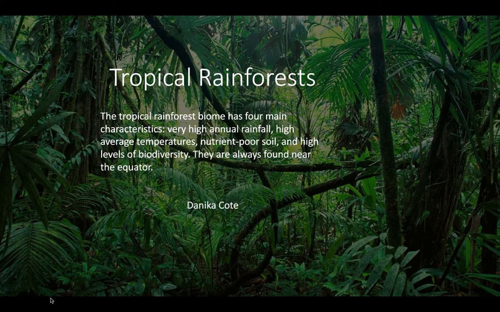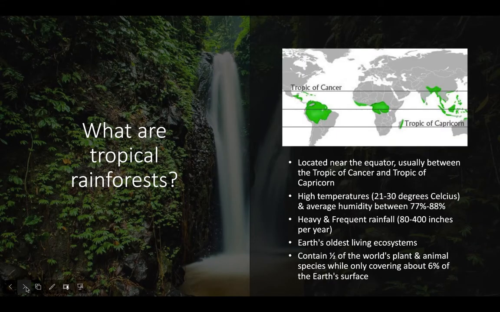The tropical rainforest biome has four main characteristics: very high annual rainfall, high average temperatures, nutrient poor soil, and high levels of biodiversity. They are always found near the equator. So, what exactly are they? Well, they're always located near the equator, usually between the Tropic of Cancer and the Tropic of Capricorn.